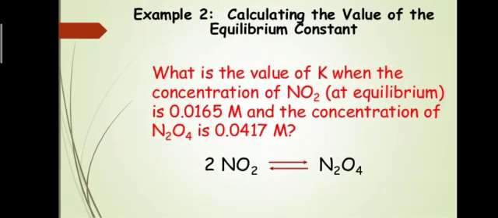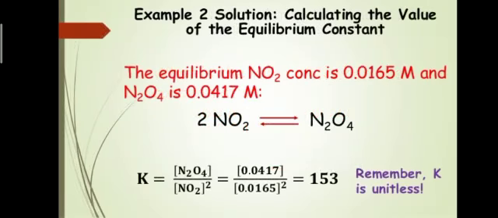Yesterday we discussed this example as well. What is the value of K when the concentration of NO2 at equilibrium is 0.0165 molar and the concentration of N2O4 is 0.0417 molar? So the equilibrium NO2 concentration is 0.0165 molar and the N2O4 is 0.0417 molar.